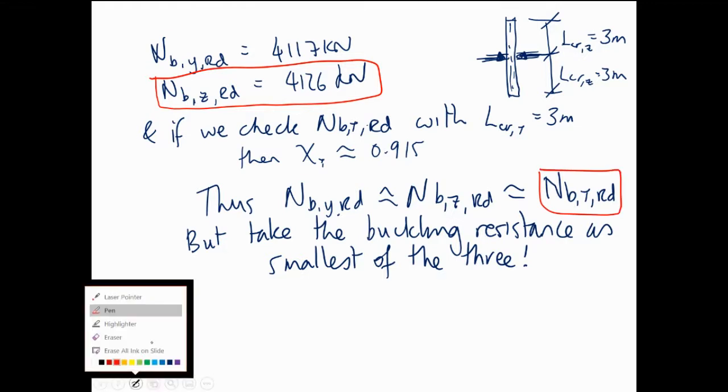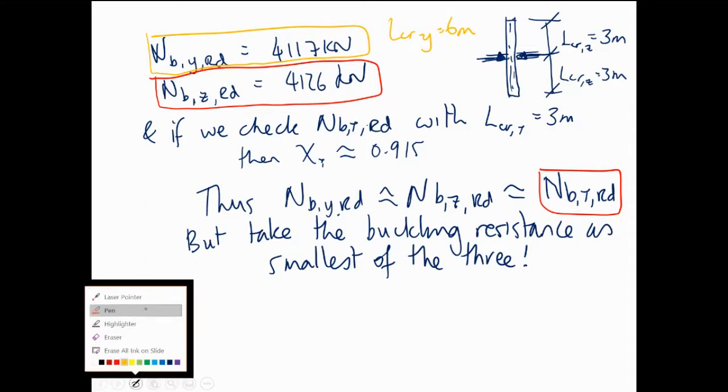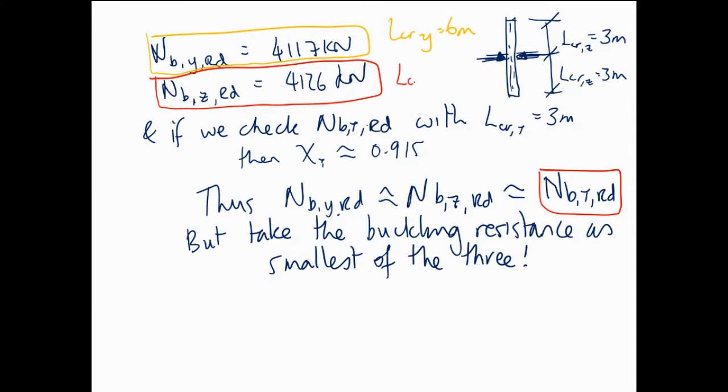The value around the lateral buckling about the major axis remained the same because the critical length about the major axis didn't change. That was still 6 meters, whereas we managed to reduce down the critical buckling length about the minor axis to 3 meters, and the same for the torsional value to be equal to 3 meters. Okay, so we didn't change the section size, we just managed to put in some lateral restraint in there, and that meant that we could have an enhanced capacity.